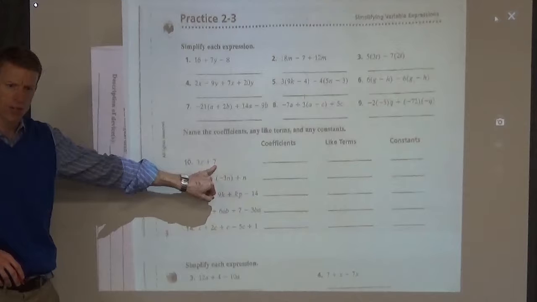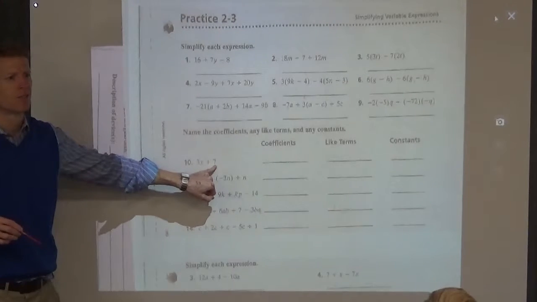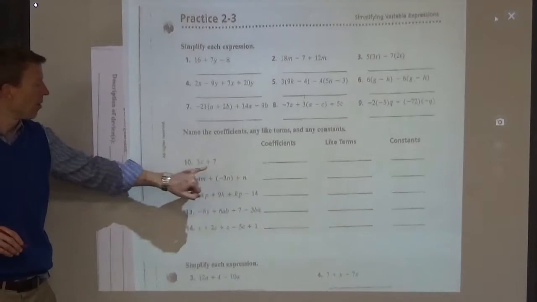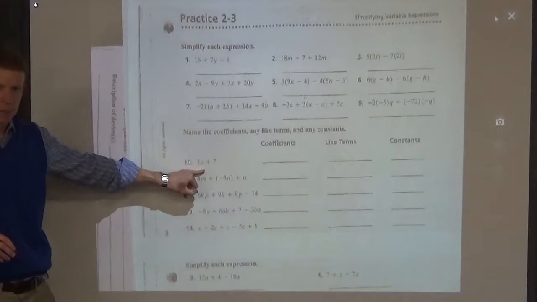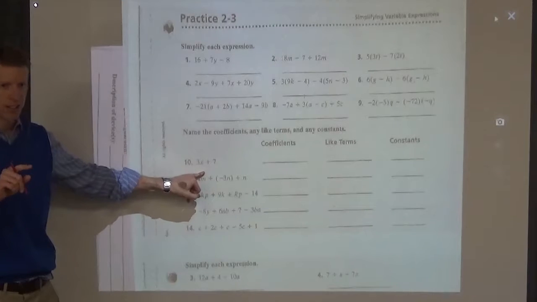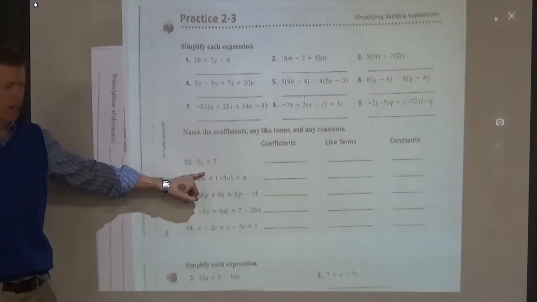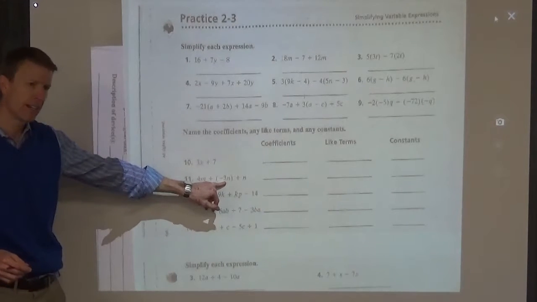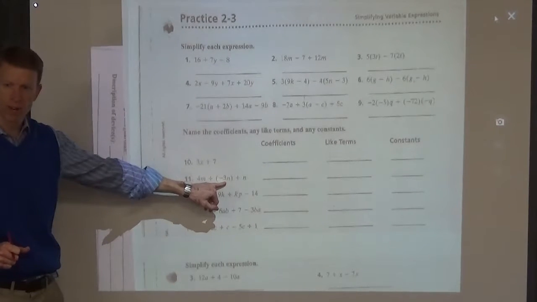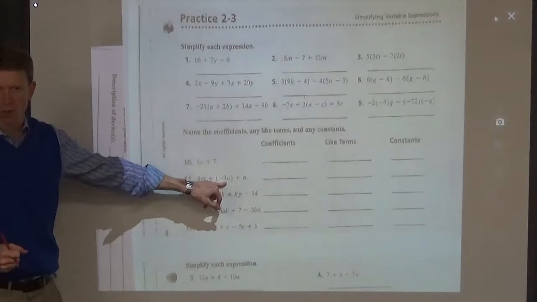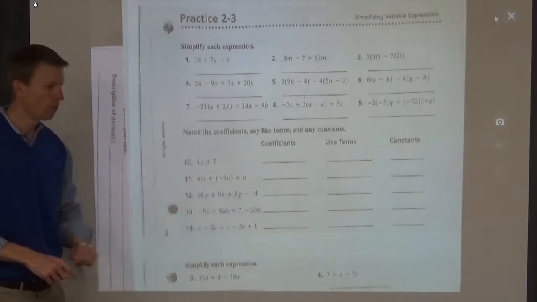Is 7 a coefficient? No, why not? Because there's no variable. It's not a variable term. Now, all variable terms have a coefficient. Sometimes it's 1. Could be a positive number like 4. Could be a negative number like -3. It's whatever number is being multiplied by the variable, or whatever number is in front of the variable.